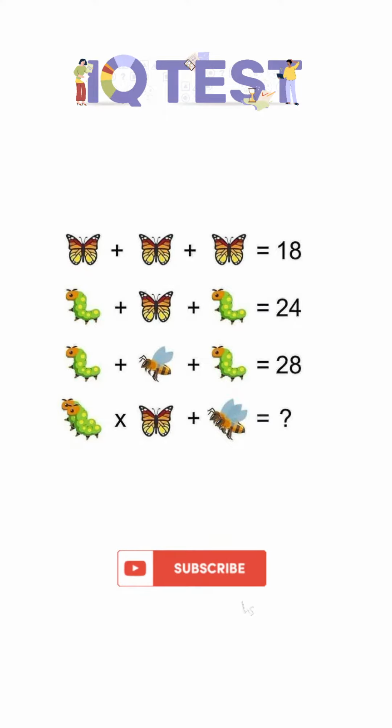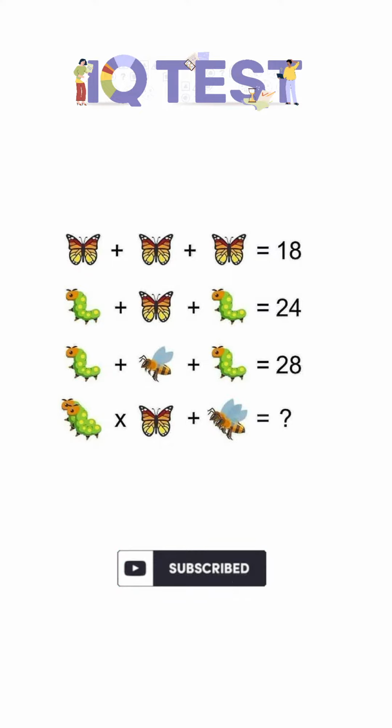So the larvae, whatever you want to call it, is 9. And then the honeybee, we have 2 larvae there, so that is 18, plus the bee, which is 10, will give you 28. So the bee is 10.